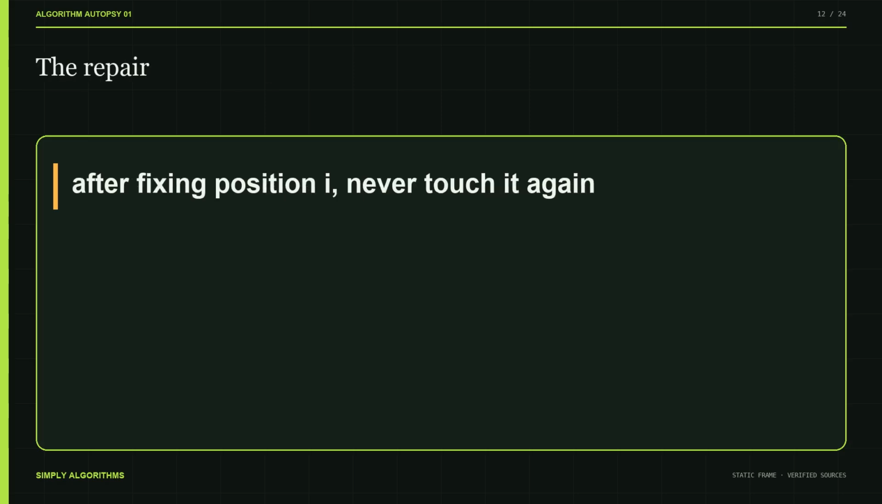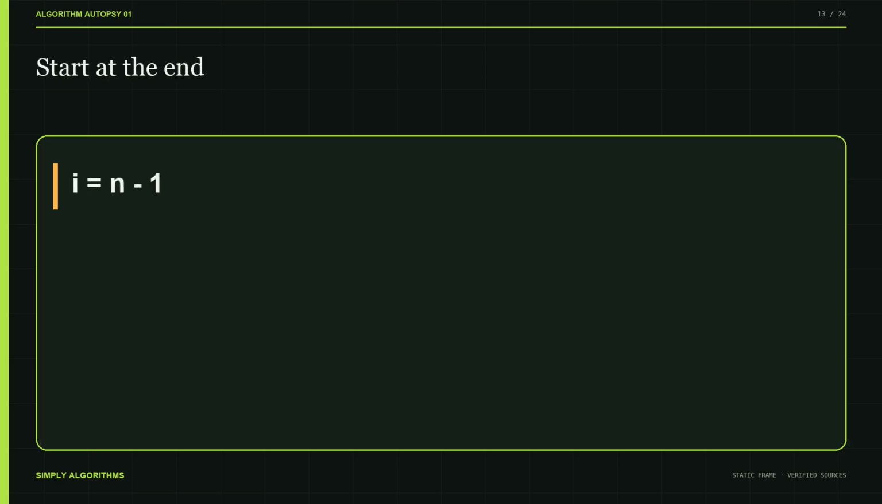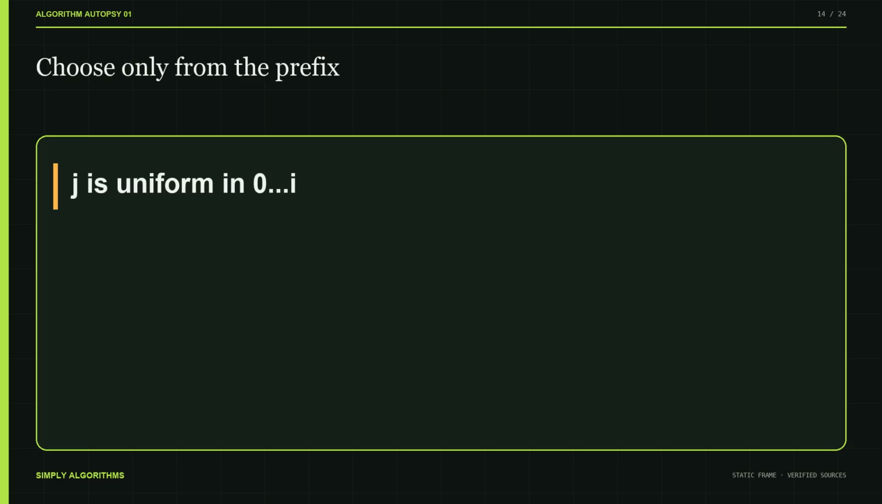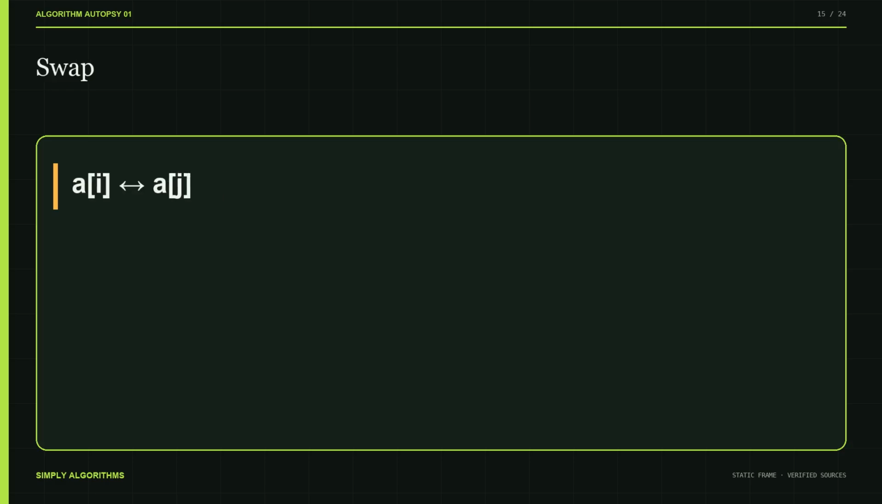Fisher-Yates repairs the process by shrinking the eligible region after each step. Begin at the last position. At step I, choose J uniformly from 0 through I, including I itself. Swap the chosen item into position I. Then move left. The settled suffix is never disturbed again.